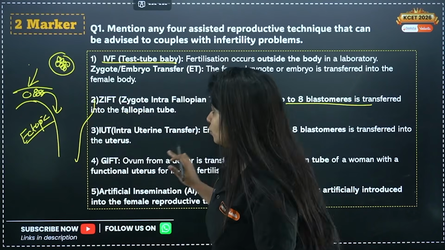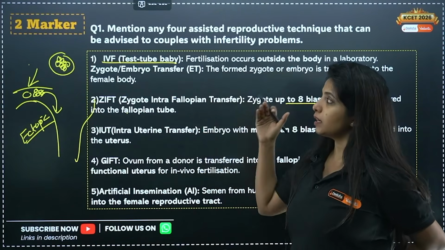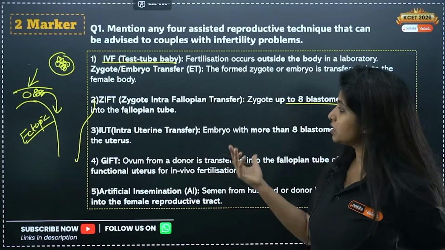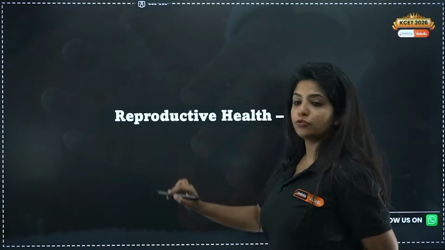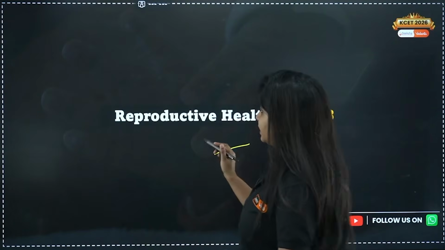Okay. So intrauterine transfer means the embryo which is more than 8 blastomere cell stage is directly put inside the uterus, and there it will undergo its further development.